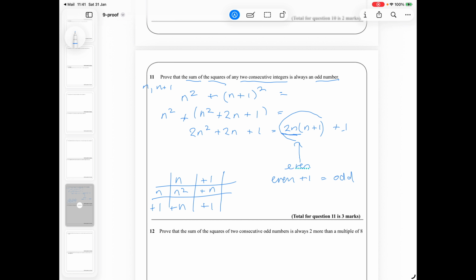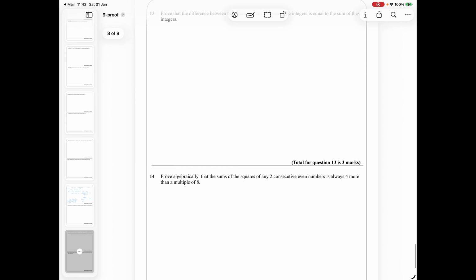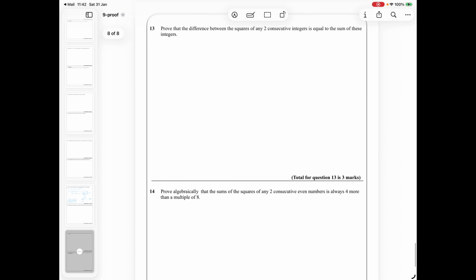So this whole thing is times by 2, so therefore it is even. Even plus 1 equals odd. Therefore the sum of squares of two consecutive integers is always an odd number. And I'm just going to try one more that gets you 3 marks. Let's see which one's more fun.